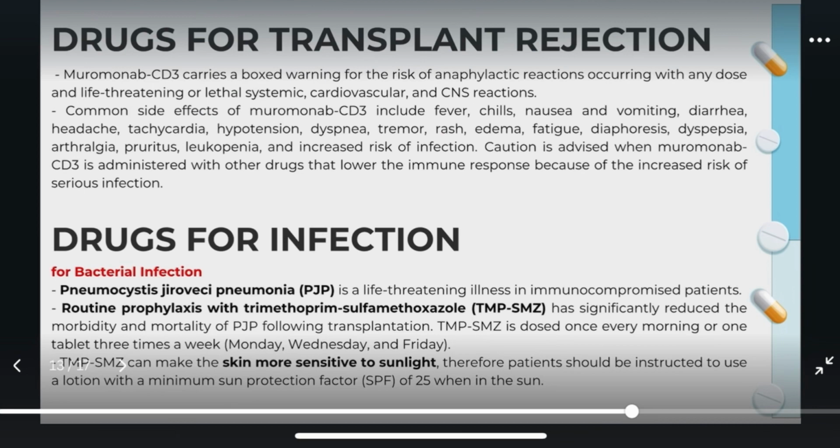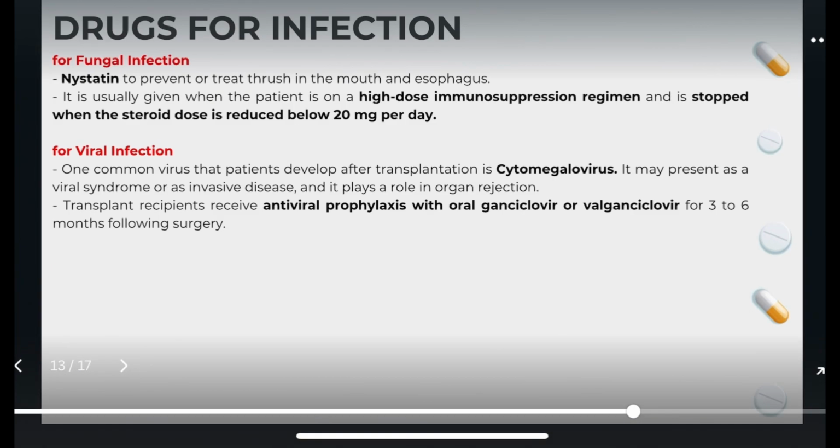TMP-SMZ can make the skin more sensitive to sunlight. Therefore, patients should be instructed to use a lotion with a minimum sun protection factor of 25 when in the sun. Next is for fungal infection.